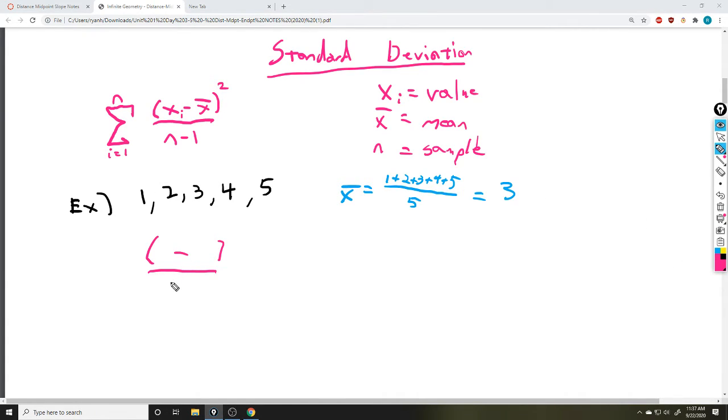So what we're going to build here is have a bunch of terms added together. N is going to stay 5, because they're always a list of 5 numbers. And then we're going to put these values in. The first value that we're going to look at is 1. And then we're going to, hold on, this is squared. Then we're going to subtract the mean. And the mean in this case is 3, squared, over 5 minus 1.